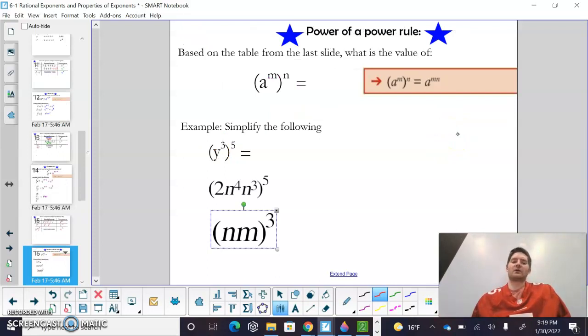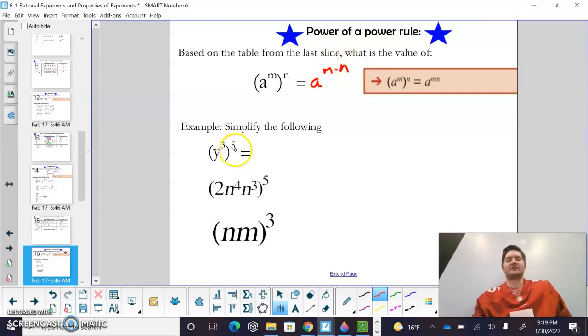This is the power of a power rule, and this tells us that as long as it's, again, the same base, we can multiply the exponents together. So in this example, y to the 3rd raised to the 5th power, we're going to write down y to the 3 times 5 and get y to the 15th.